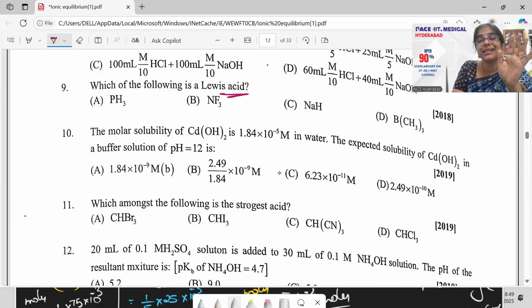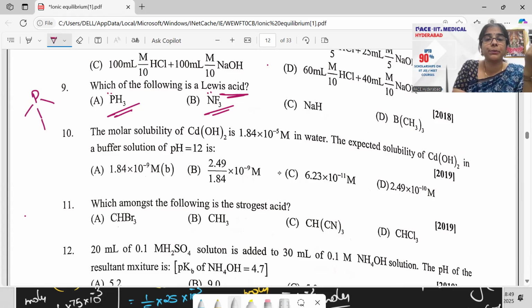So Lewis acid is an acceptor. A Lewis acid is always an acceptor. PH3 is a donor. NF3 is a donor. Nitrogen has a lone pair on it. This is a chemical bonding question, right? P has a lone pair on it and is ready to donate it. NF3 is also ready to donate its lone pair.